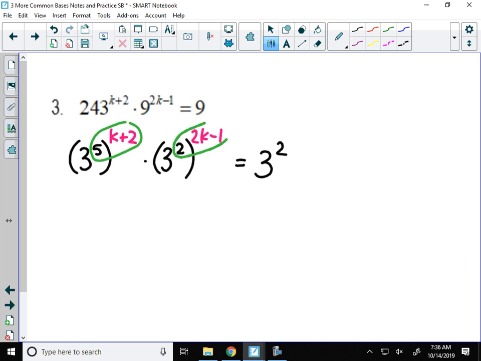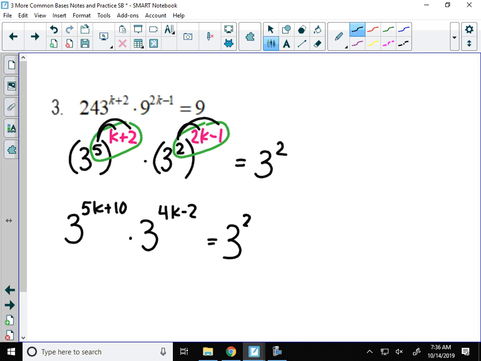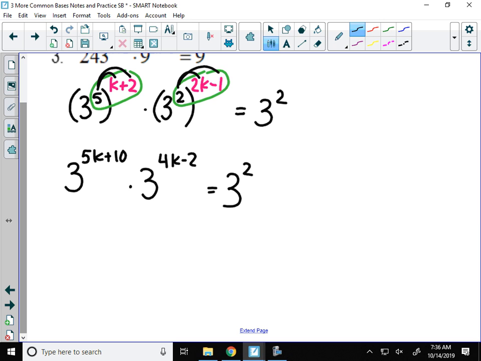Okay? So what I have is the base of 3. Now that 5 multiplies by the k and the 2, so the power is 5k plus 10. On the next one, the 2 multiplies by the 2k and the negative 1, so I'll have 3 to the 4k minus 2 power, and 3 squared stays the same on the right.